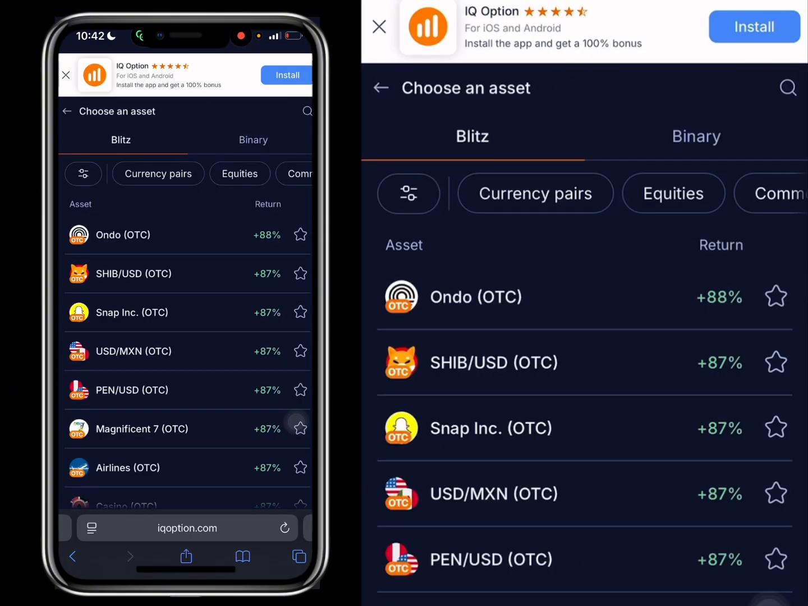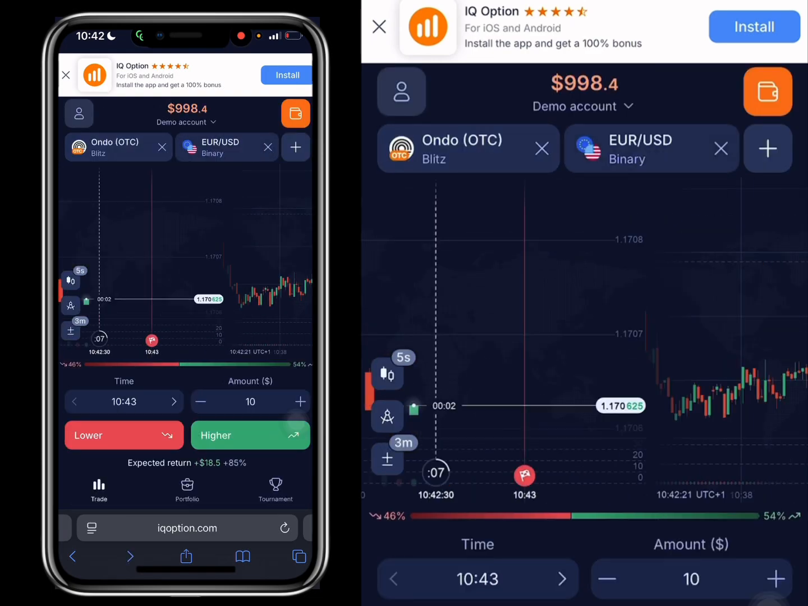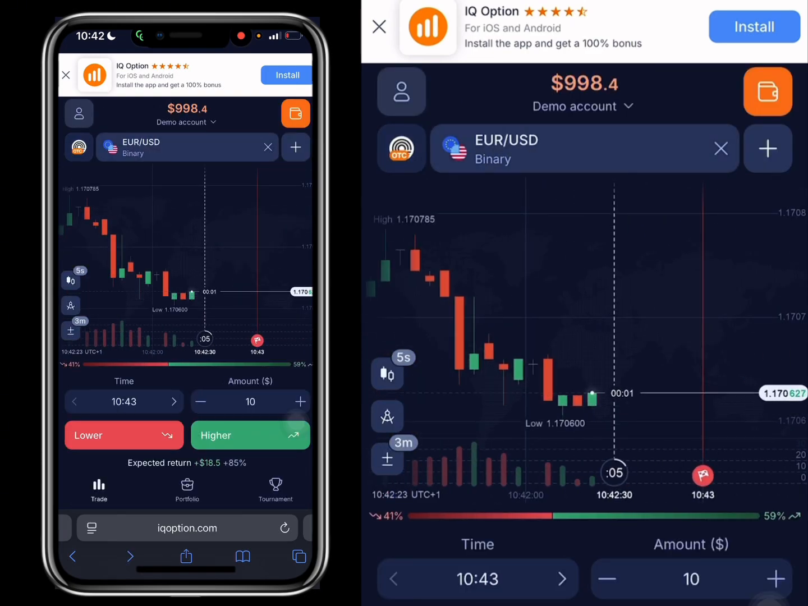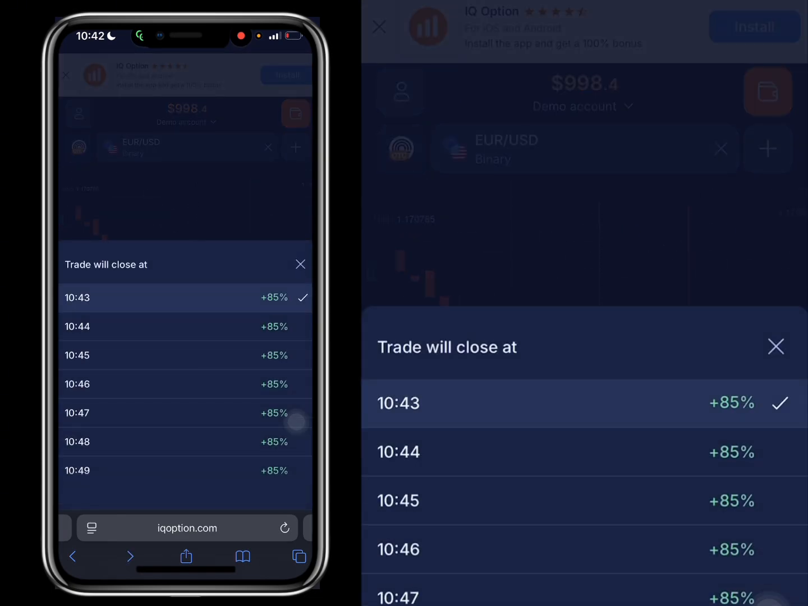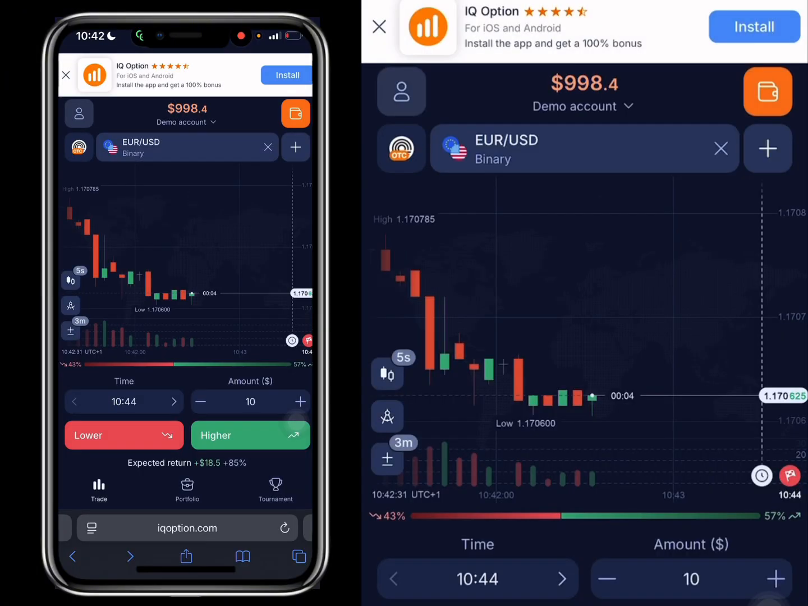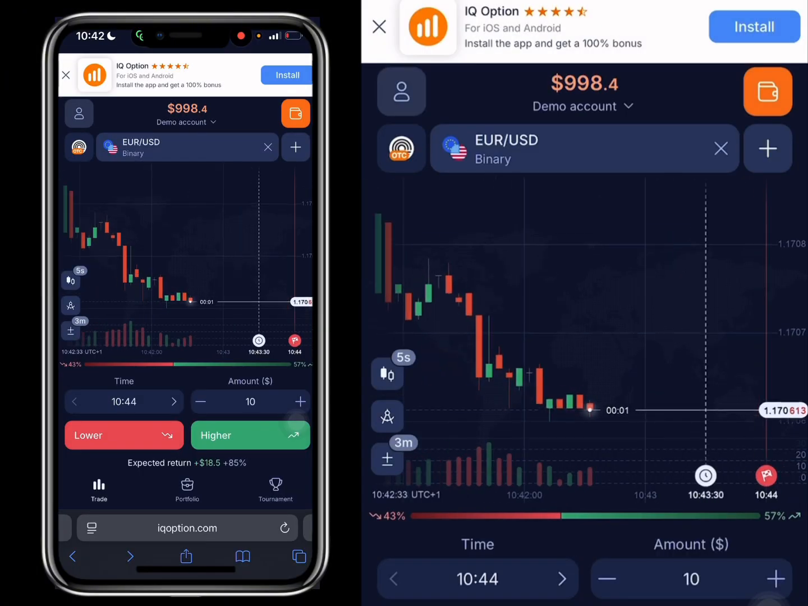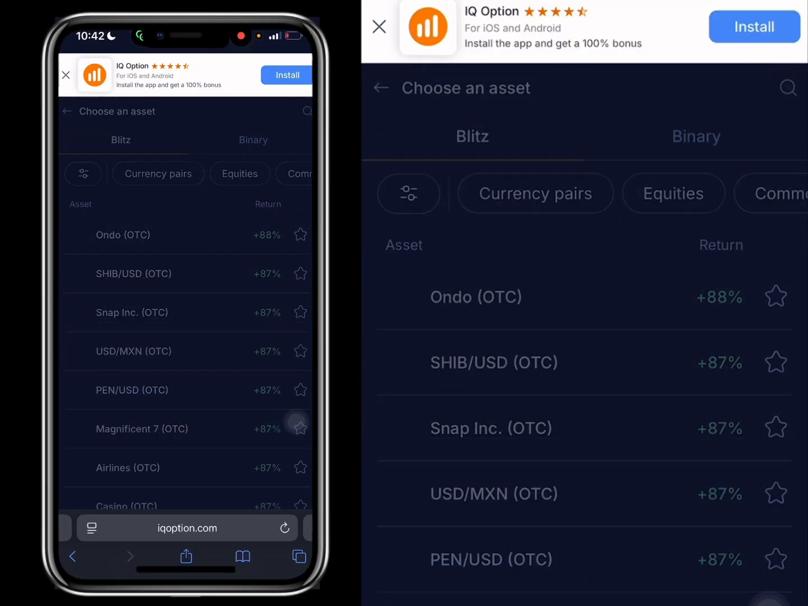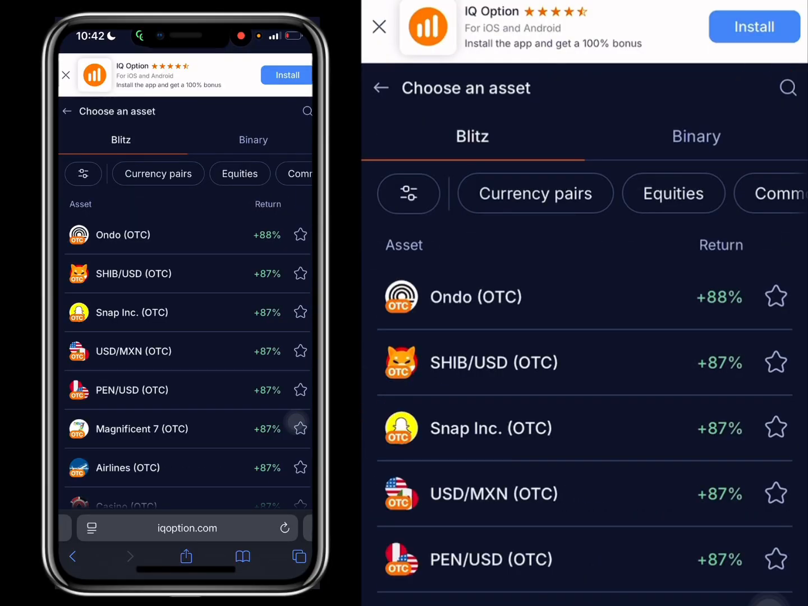And trust me, for this binary, there are moments that you will not see a 2-minute trade. There are moments you will not see a 3-minute trade, because it changes. And that inconsistency actually makes me rather trade on the Blitz, just so you understand.